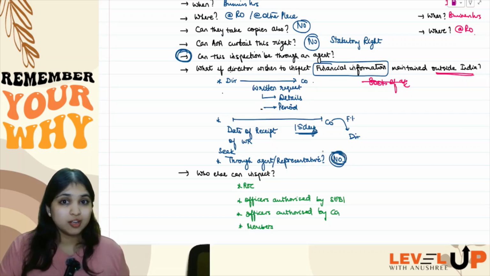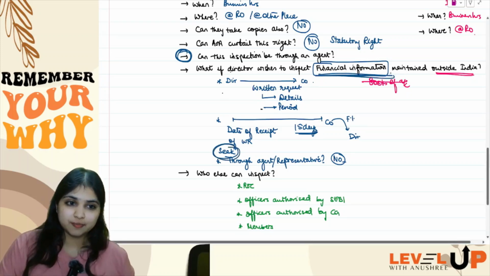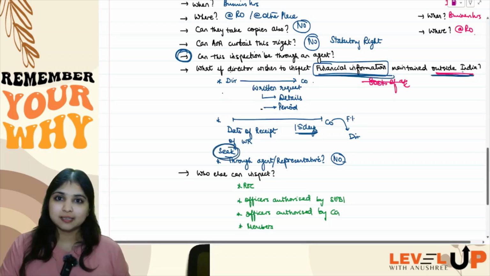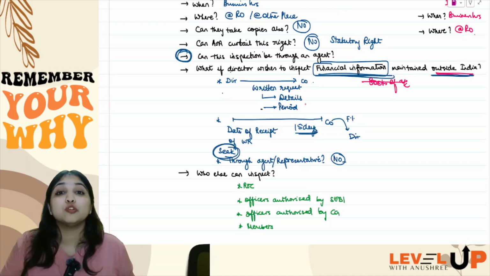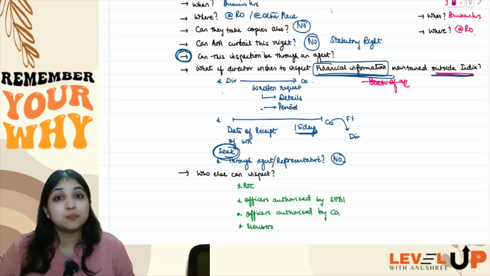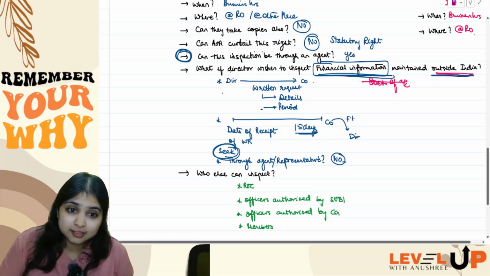But this no is only for seeking financial information outside India, guys. But what if the information is in India? What if it is books of accounts, for example? And what if he wants to inspect the books of accounts through an agent? Can he do that? The answer is yes.